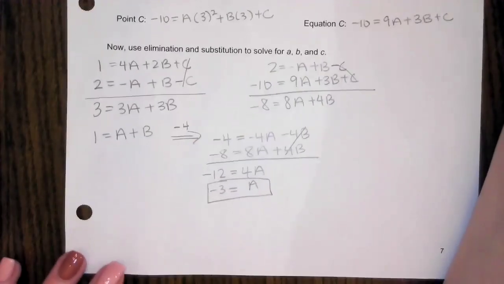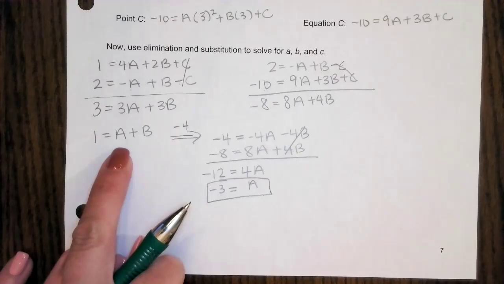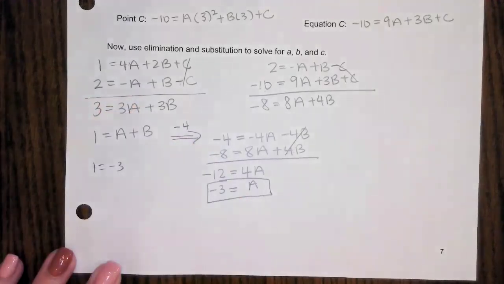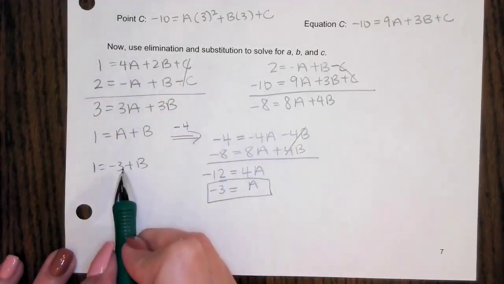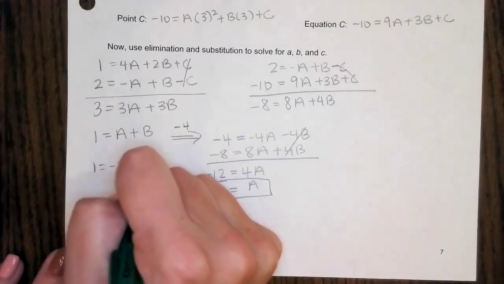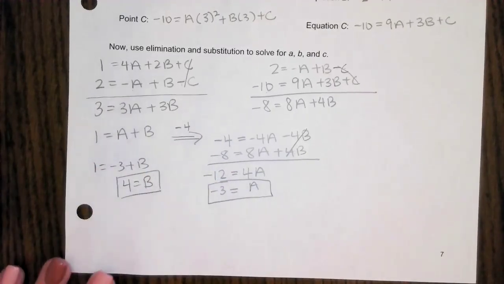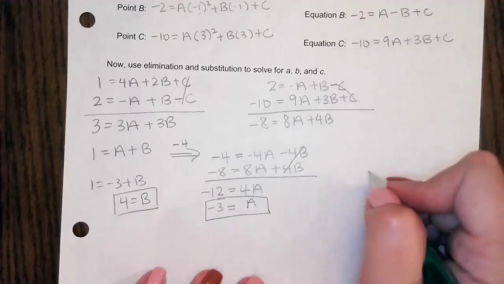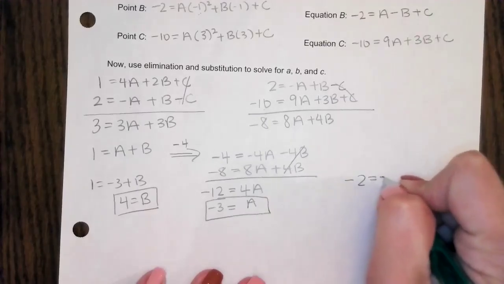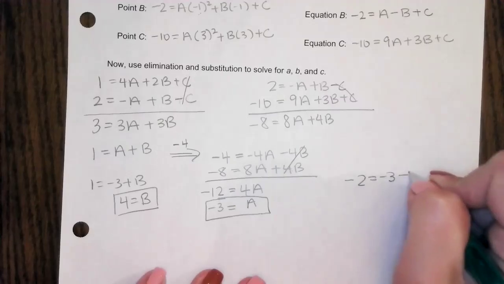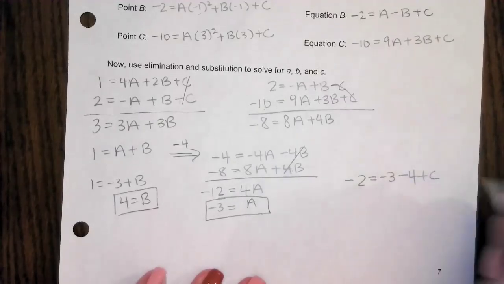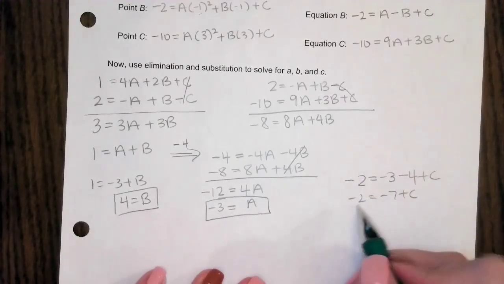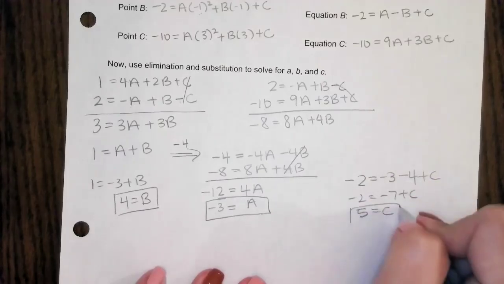Now I'm just going to work backwards to find the other ones. This is obviously the easiest one to plug that in, and so I'm going to go ahead and plug that in there. -3 is my a value, and I'm still solving for b. I add the 3 to get it over here, and I get 4 is equal to b. And then my last one, I'm going to go back to any of these. I'm going to go ahead and use the second one here. So I get -2 is equal to my a value, which is -3, minus my b value, which is 4, plus c. That gives me a -7 on that side. I am going to add 7 to get it to the other side, and 5 is equal to c.